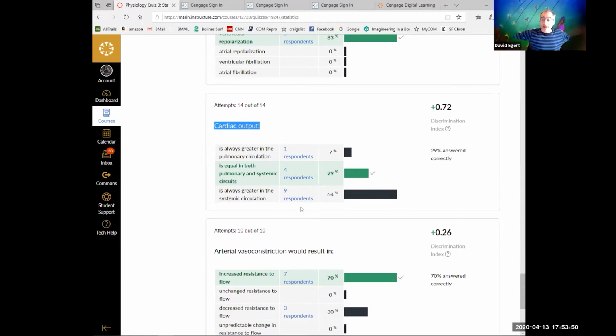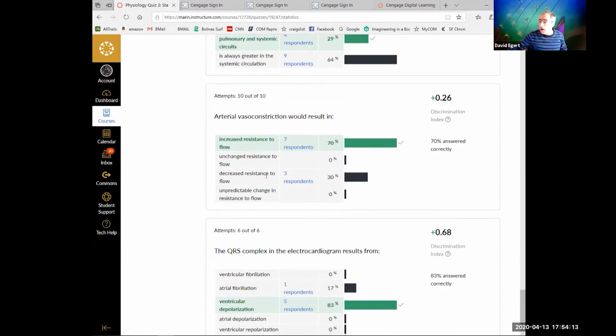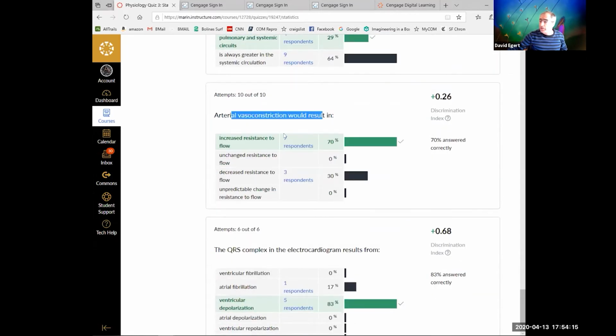So if they're not balanced, then they start backing up. Overall, there's way more blood on the systemic side, way more thousands of kilometers of blood vessels, and a lot higher pressure on the systemic side, but the actual liters per minute pushed out of either ventricle is always equal. Arterial vasoconstriction should be increased resistance to flow.